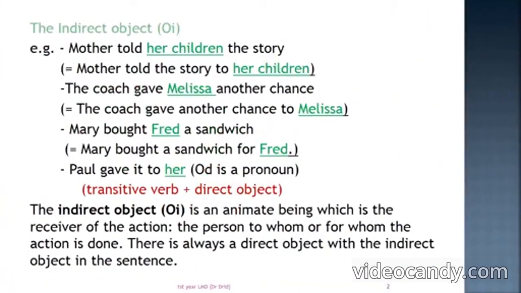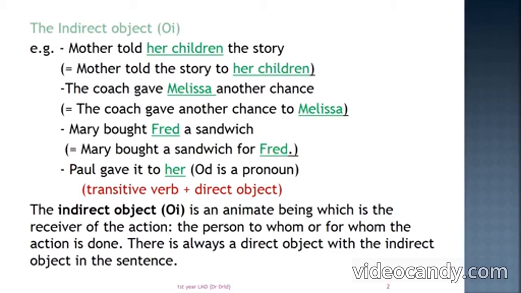The second type of object is the indirect object. Let's take an example. Mother told her children the story. We notice here in this sentence that there is a direct object first. The mother told what? The mother told the story. So the story is the direct object. This means that the indirect object is always used with the direct object. They go together. We have 2 objects in the sentence.